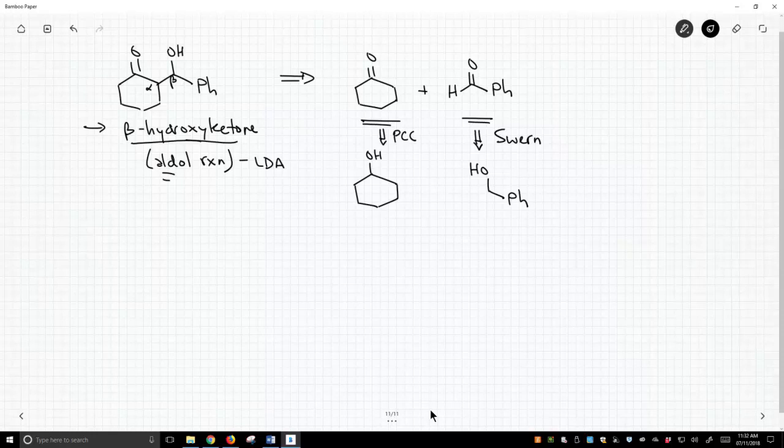Furthermore, what if I said, okay, I want you to make this final product, but one of your starting materials must be cyclohexene. You might say, holy smokes, where's the oxygen? Well, we can put in the oxygen. We can think of this alcohol as having come from an alkene simply through a hydration, which could be water and sulfuric acid.